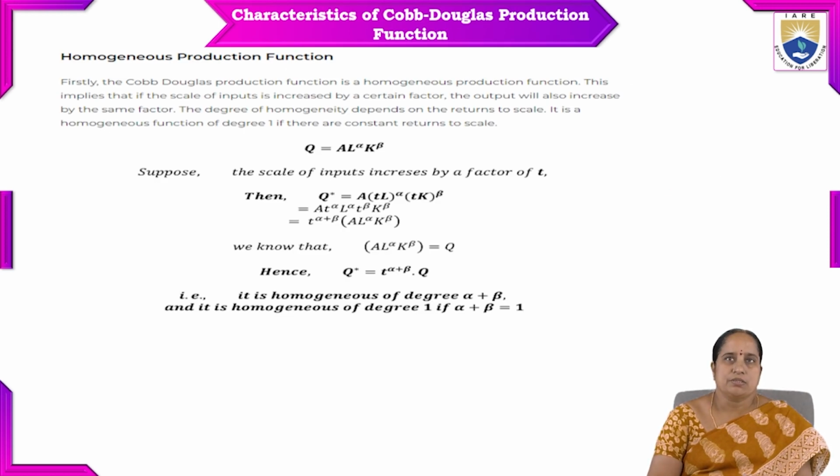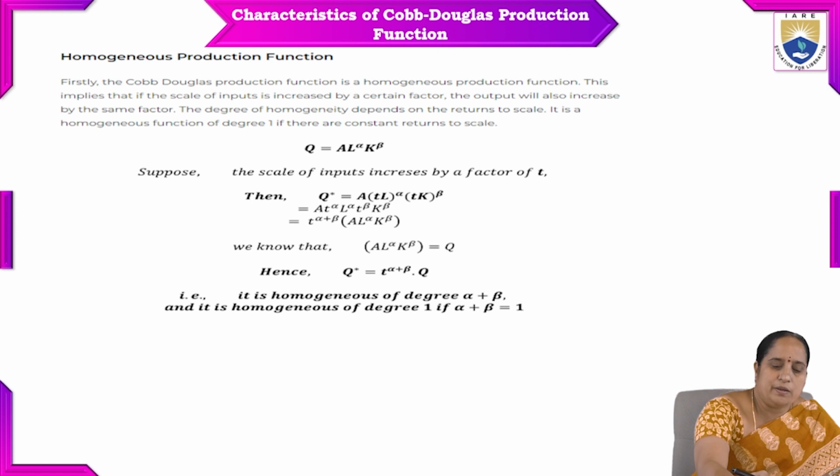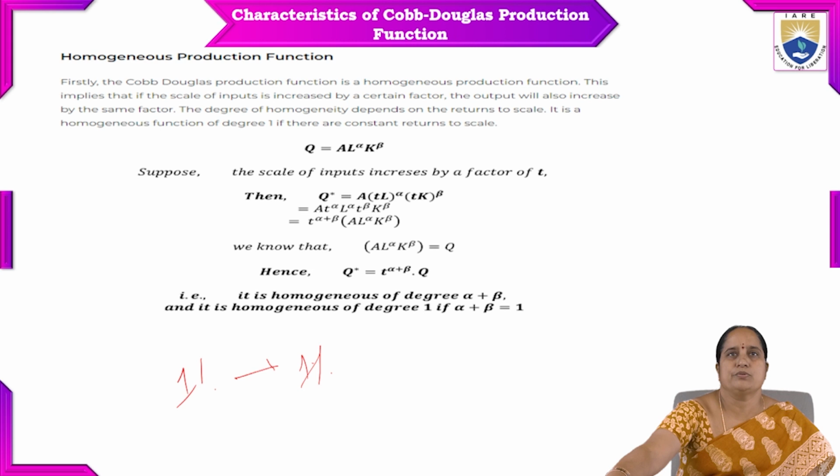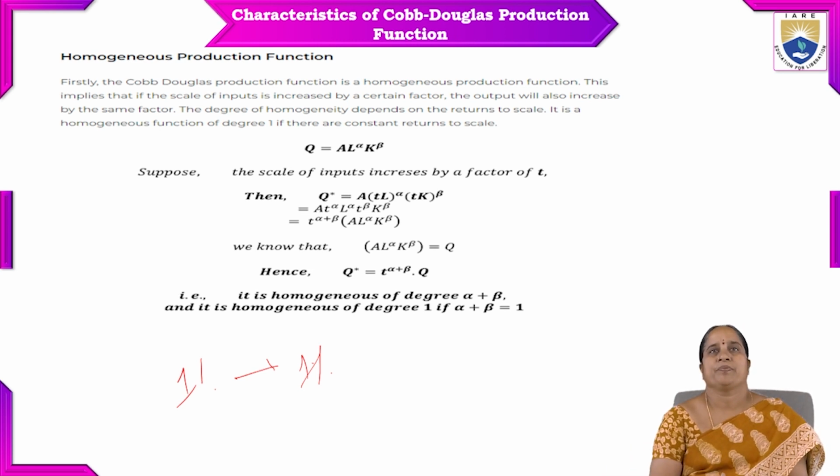And coming to the characteristics of Cobb-Douglas production function, the first characteristic is homogeneous production function. So Cobb-Douglas production function is a homogeneous production function. It implies that if the scale of inputs is increased by a certain factor, the output will be increased by the same factor. For example, if you increase the input by 1%, the same increase we can expect in terms of the output also. So that is known as homogeneous production function. They tend to maintain the same level of production.